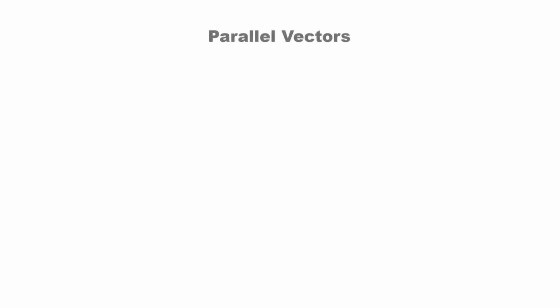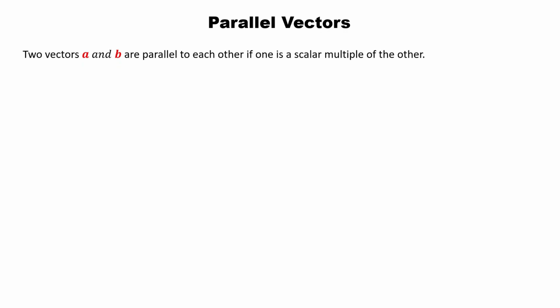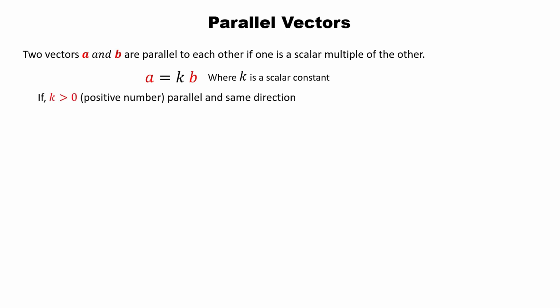Now, let us move to parallel vectors. Two vectors A and B are parallel to each other if one is a scalar multiple of the other. So, A equals kB, where k is a scalar constant. If k is positive, the vectors are parallel and in the same direction. If k is negative, then the vectors are parallel but in opposite directions.